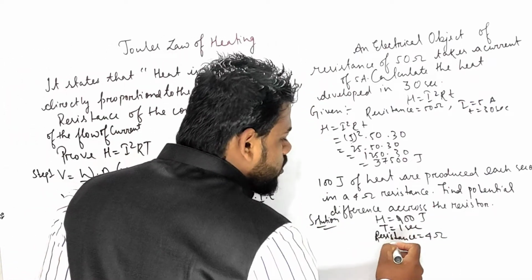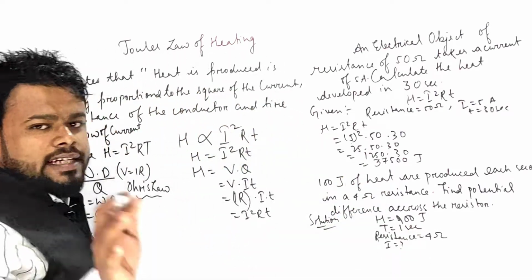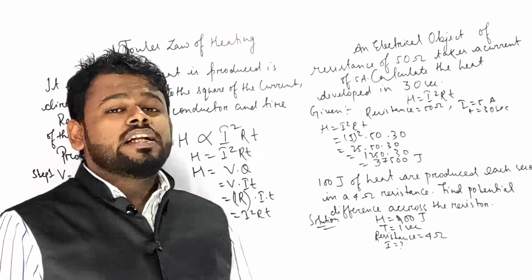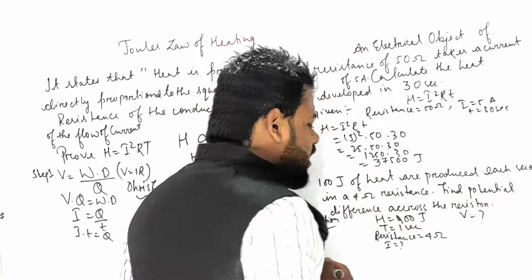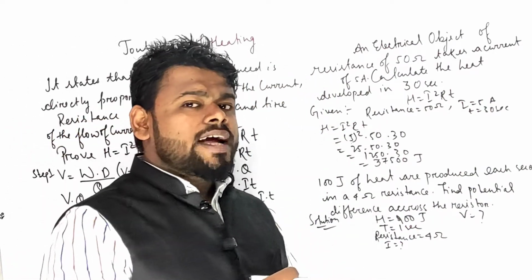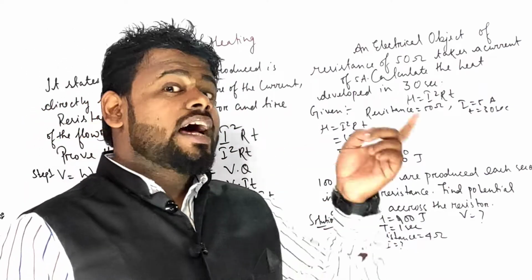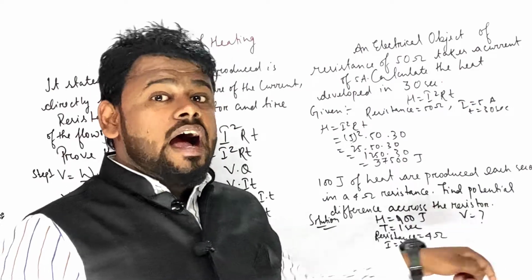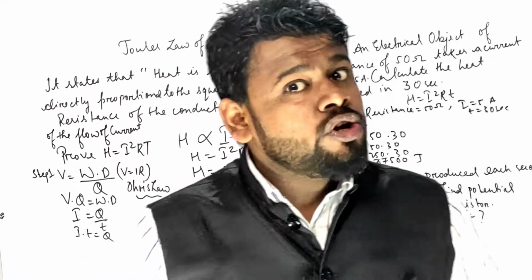I equals question mark, right? I is not given. Here it is asking to find the potential difference. You have to find V. Very interesting. So I is not given, can I take it out? Yes, I have to apply the formula H equals I squared R T. If I put the formula, I will get I. Once I get I, I can find V by using Ohm's law formula.